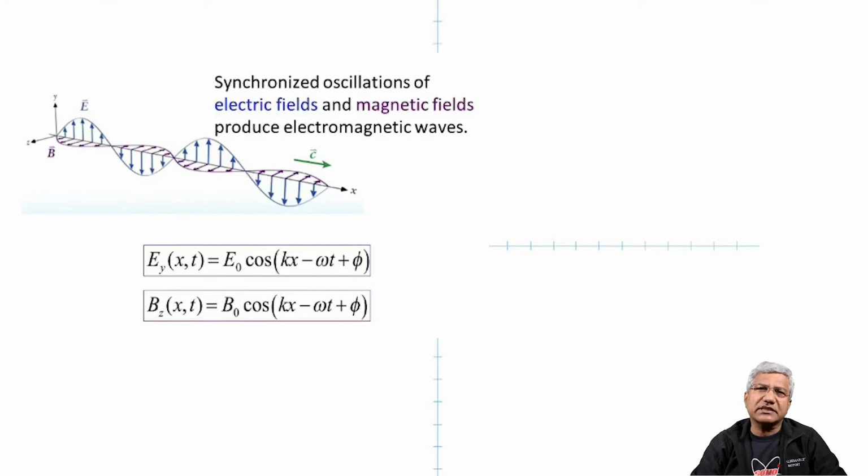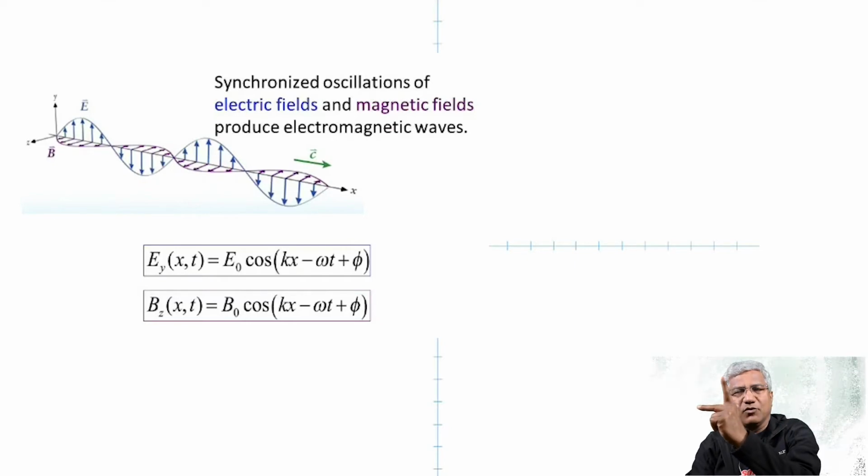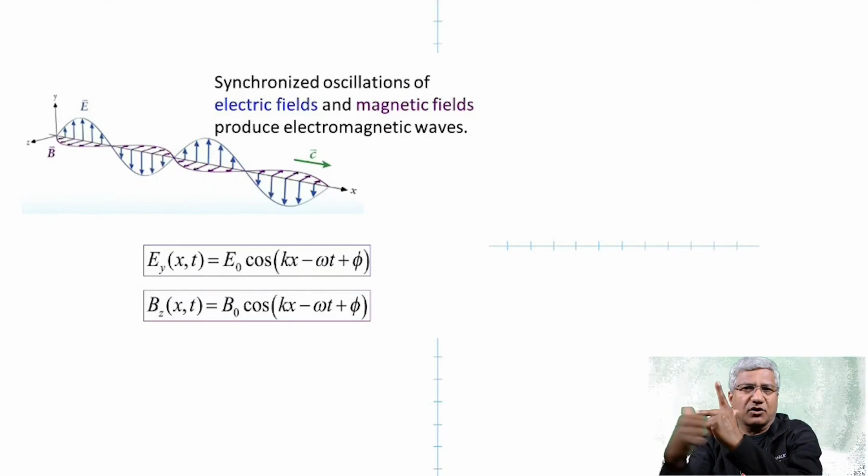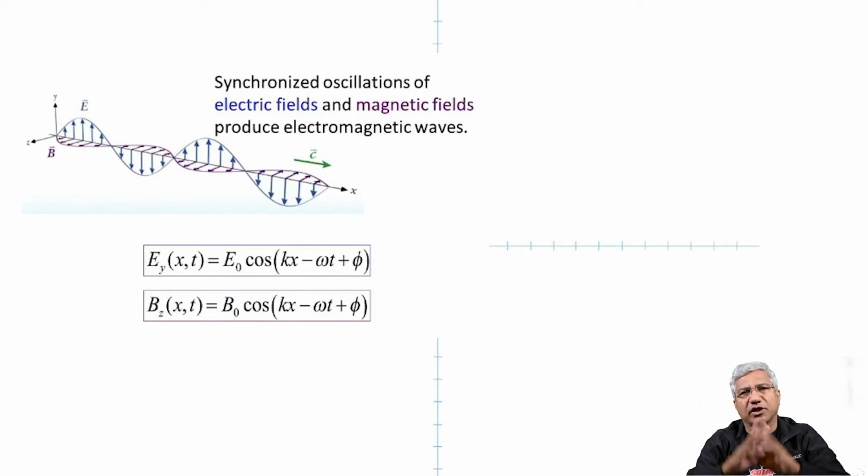So what direction is this electromagnetic wave traveling in? Along which axis? Yes, it's moving along the x-axis. So the electric vector is along the y, the magnetic is along the z, but the wave itself is traveling along the x. So they are all three mutually perpendicular to each other.